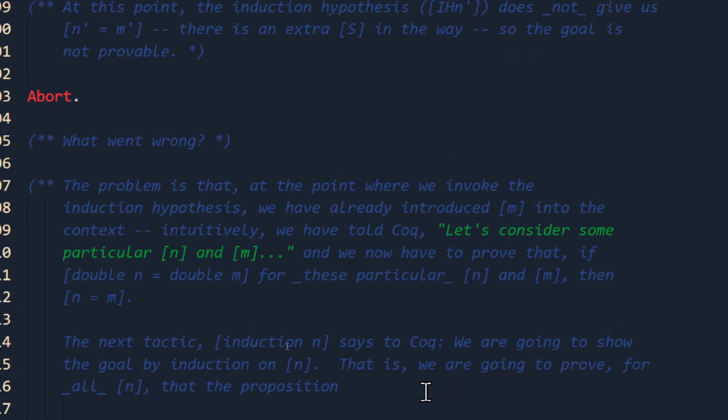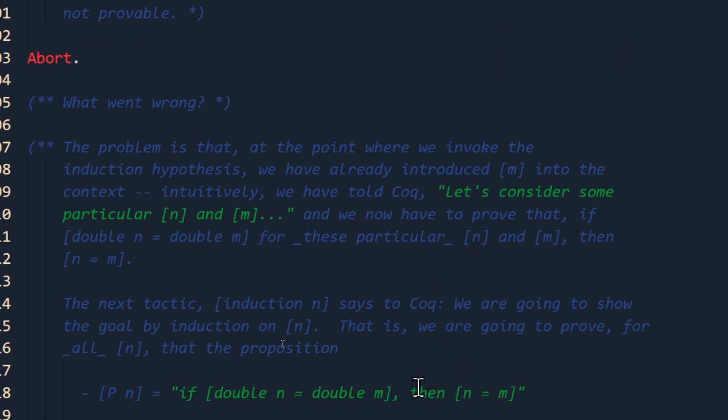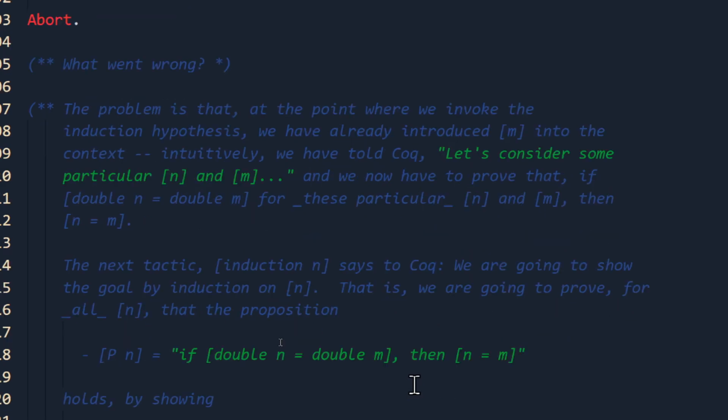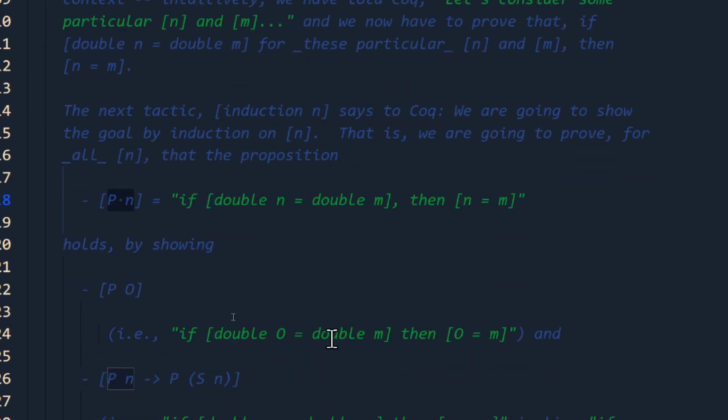The problem is that at the point where we invoke the induction hypothesis, we've already introduced m into the context. Intuitively, we have told Coq, let's consider some particular n and m. And we now have to prove that if double n equals double m for these particular n and m, then n equals m. The next tactic, induction n, says to Coq, we are going to show the goal by induction on n. That is, we are going to prove for all n that the proposition P of n, propositions are types or whatever, propositions are functions, I don't know, if double n equals double m, then n equals m.